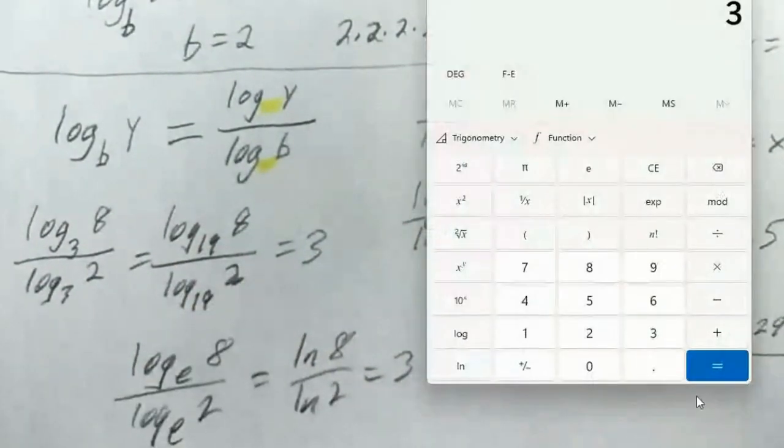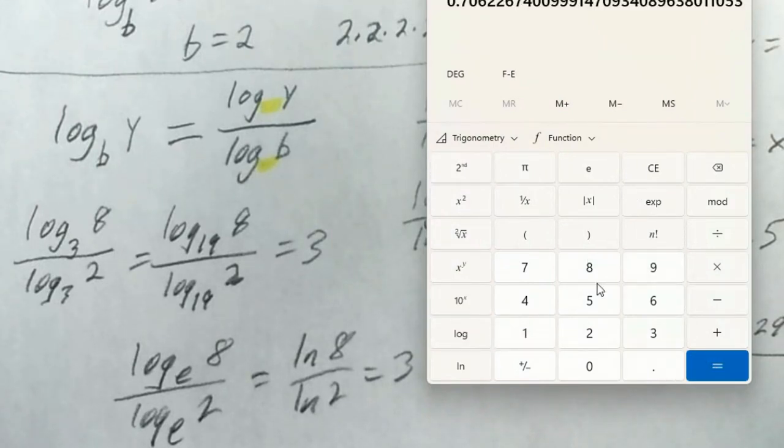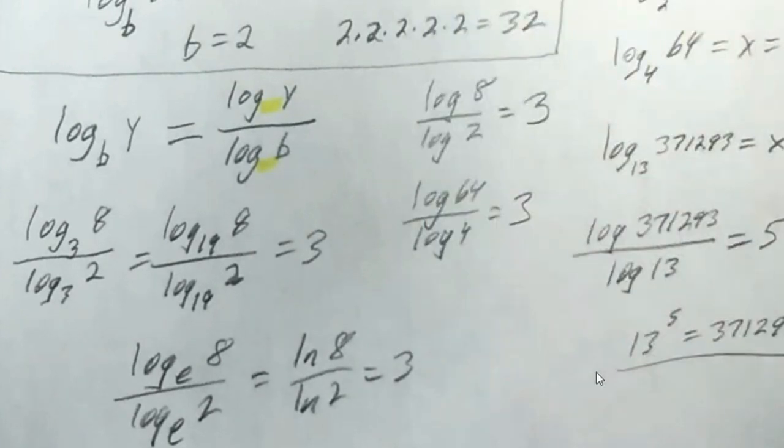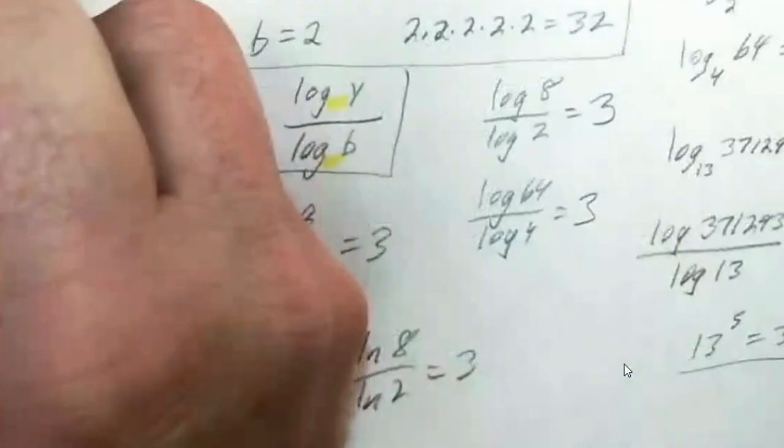Let's use that fancy feature on my calculator here. Got the shift where I can choose what base I want right there. So if I said 8, what base? I want base 19. So there's what log base 19 of 8 is. And then I'm going to divide it by log base 19 of 2. See, the answer is still 3. It didn't matter. I made it base 19 and the answer is still 3. So this is the change of base.